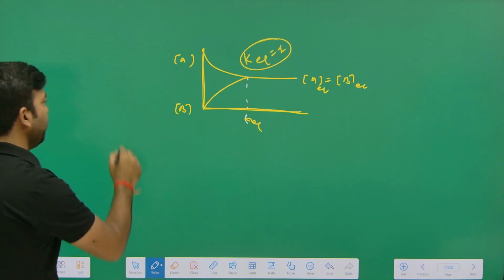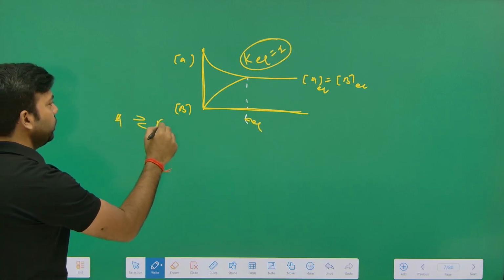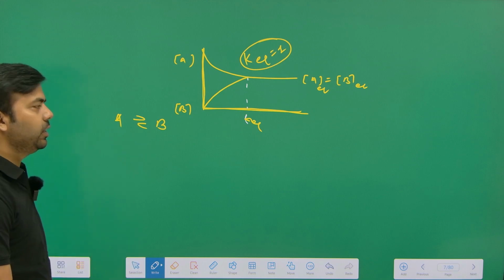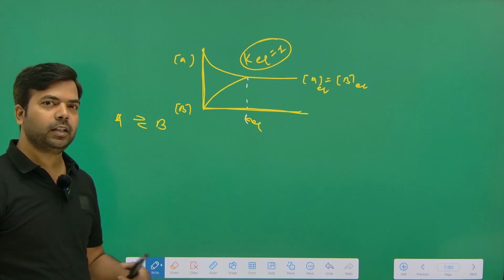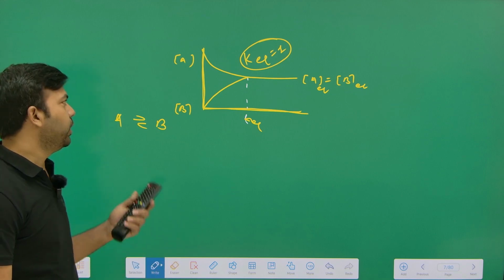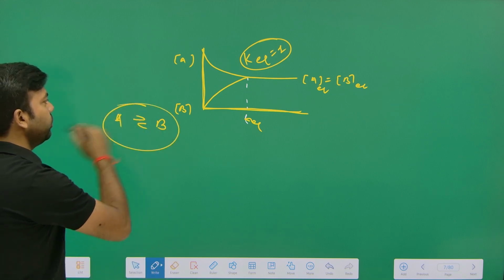Okay. And if you have a reaction A to B, you can see both concentrations are the same during equilibrium, which means it is neither in the forward, nor in the backward direction. So this remains like A to B at equilibrium, constant. Okay.